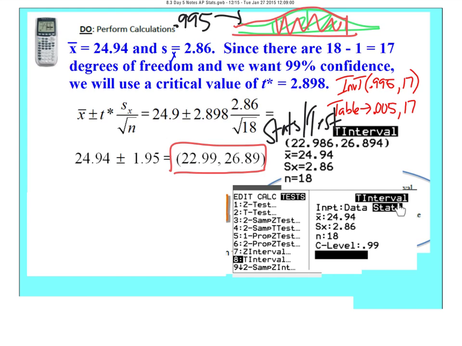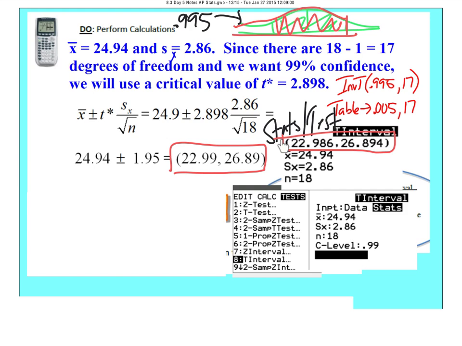I like using the Stats one, and I'm just going to type in the mean that we got, the standard deviation that we got, the sample size, not degrees of freedom, so make sure you put 18, and then the confidence level. And then you just click Enter, and you're going to notice here we get the exact same answer as we had gotten before. So I can state this right here instead of having to show all of this work.